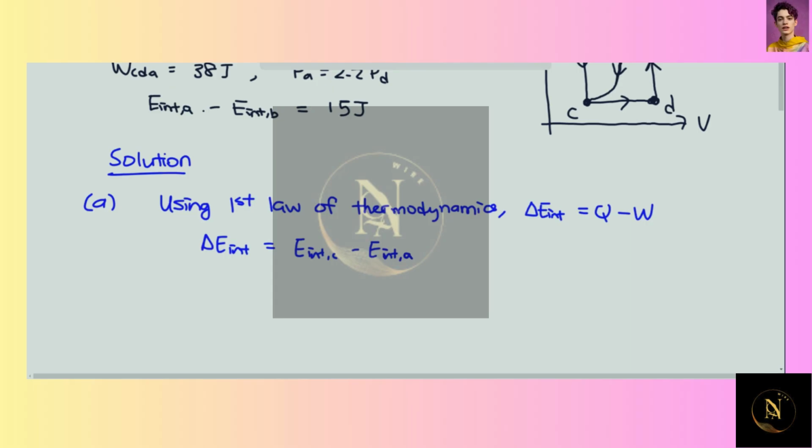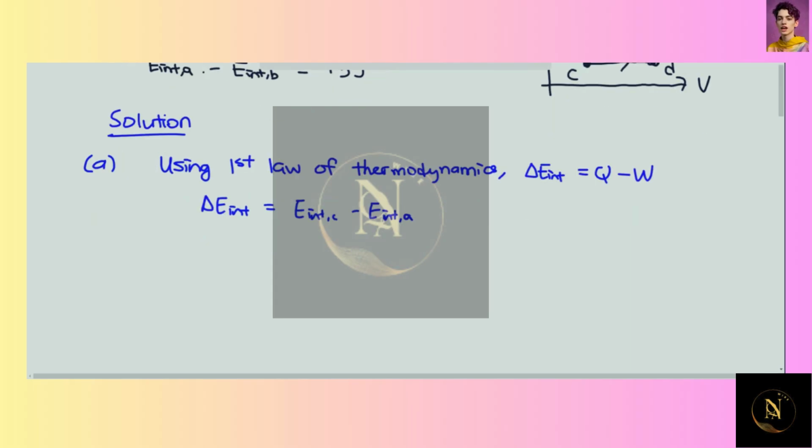So we still find the Q and W. We are given that Q is negative 85, and the W is negative 55, and you get negative 30 joules. So E internal of A minus E internal of C is equal to 30 joules. This is the answer for part A.